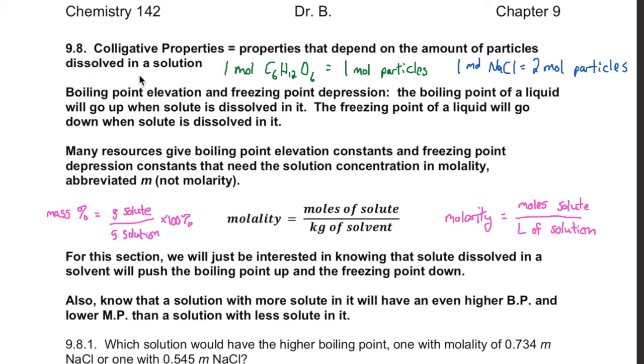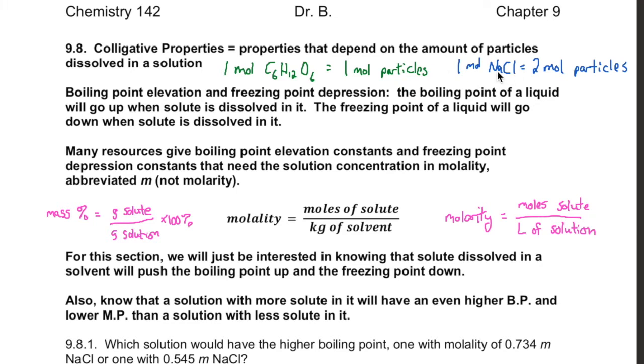One thing that's interesting about that is that if you have a mole of a sugar like glucose or some other covalent molecule and you dissolve it, you will have 1 mole of particles dissolved in the solution, because each molecule of glucose would be a particle dissolved in the water. Let's say that it's an aqueous solution.